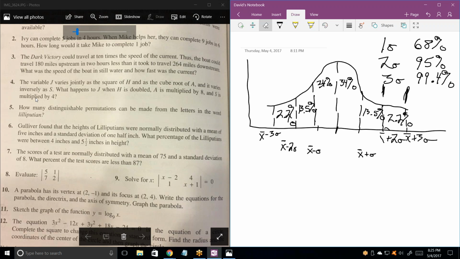Okay, now they're going to give us a different mean and a different standard deviation. So the mean they give us is 75, and the standard deviation is 8. So the mean plus 1 standard deviation has to be 83. The mean minus 1 standard deviation is 67. You with me? Yes, sir, I am with you. Okay. What percentage of the test scores are less than 87?